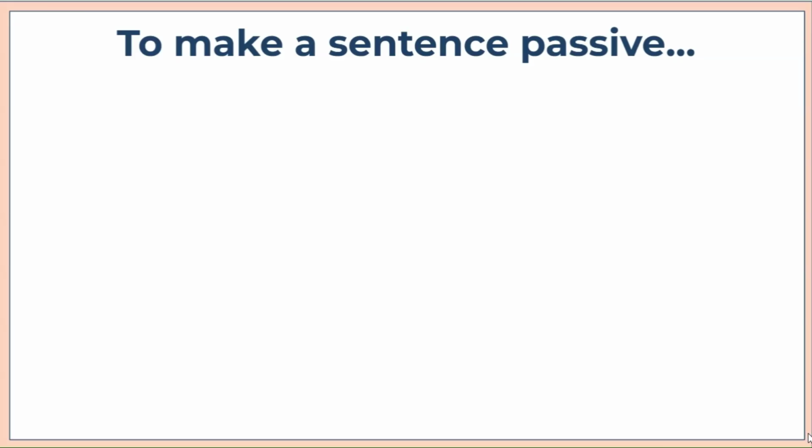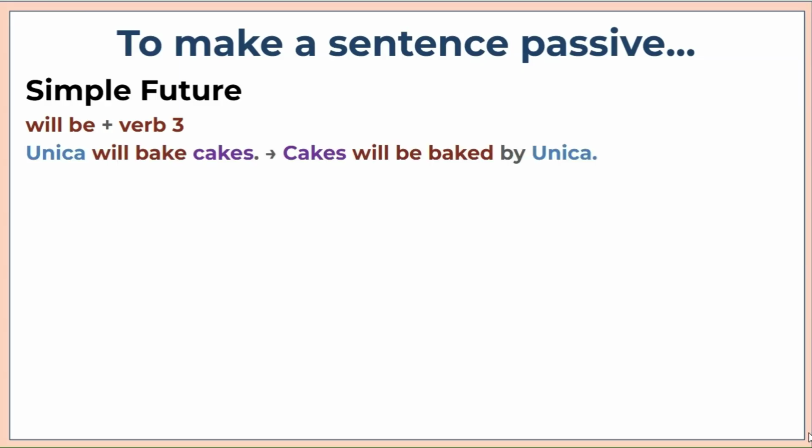All right, so let's look at how to create the passive voice in the future tenses and with modals. So in the simple future, we use will be plus the past participle or verb 3. Now remember, after will, we always need a base verb or verb 1, and that's where the be comes from. So, for example, Unica will bake cakes would change to cakes will be baked by Unica.